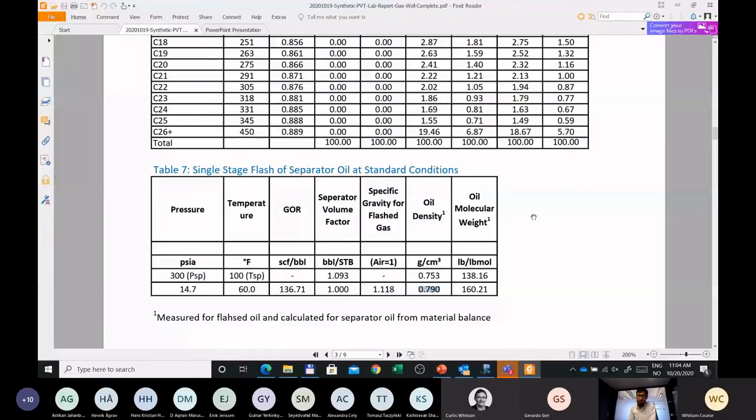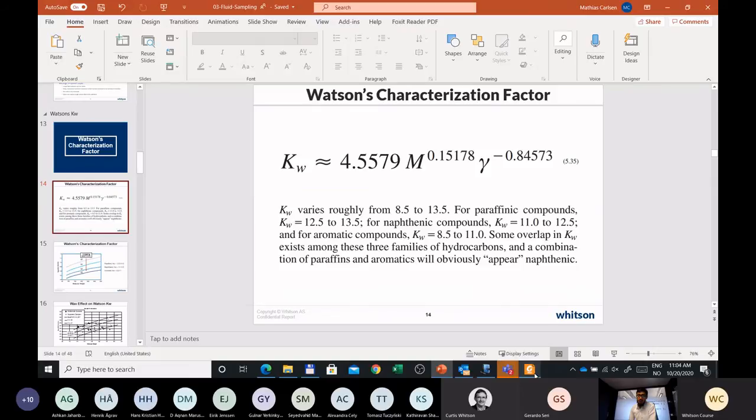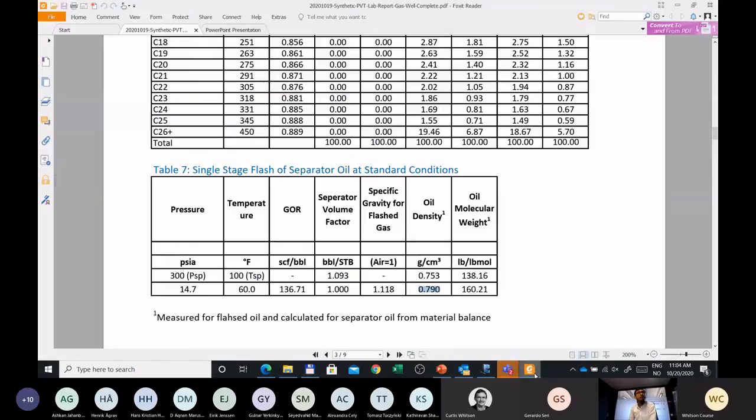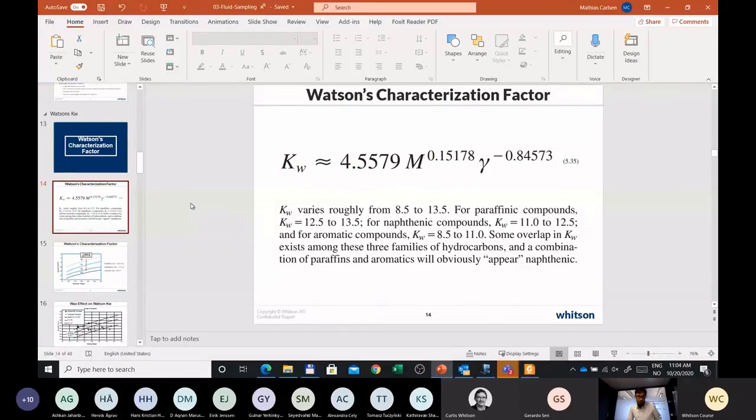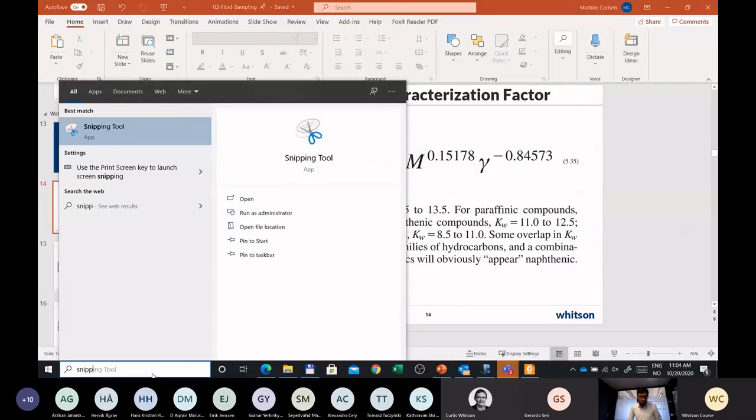Yeah, so I think here we can just calculate the Watson characterization factor. We already have an equation here. Marcus, can you do the job? Calculate the Watson characterization factor. Yeah, so we can just copy the equation. Curtis remembers it by heart, so that's amazing. But I don't remember it, so I just have to cheat.